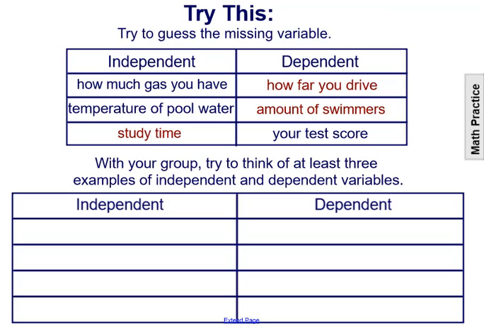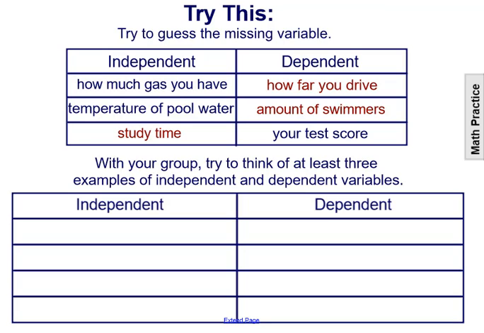And then for the dependent variable of your test score, well, what does that rely on? That relies on your study time. If you study for a higher amount of time, you're going to get a better test score. And if you study for a lower amount of time, it's more likely you'll get a lower test score. So your test score relies on the study time.